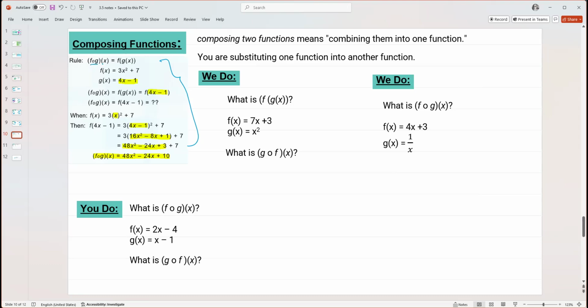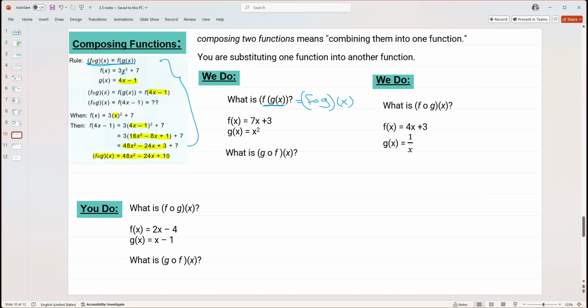So these two things equal the same thing. If you see it like this, it's the same thing as f of g of x. It's not really a letter O, it's a circle. Same thing though. So you are taking whatever the first thing that's listed, we're taking f, and we're going to insert the g function wherever I see an x. So here's your x in the f function. We're going to put 4x minus 1 in for that x.